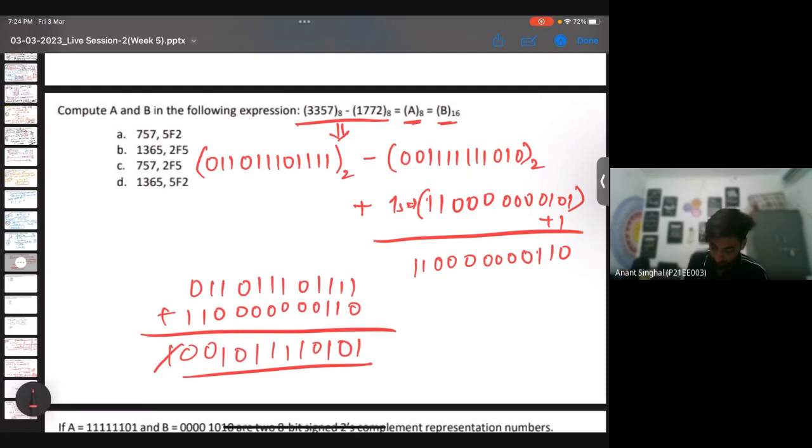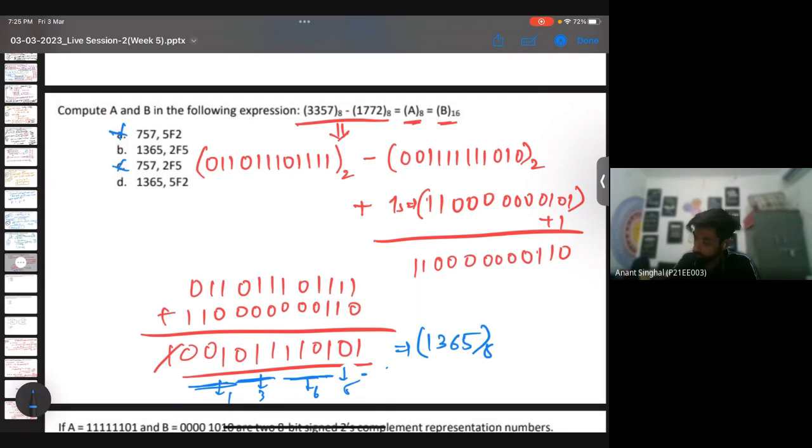Let me use some different pens. So this is this, then this, then this, and then this. So this will be 5, then 110 will be 6, then 011 will be 3, and then this will be 1. So it is nothing but 1365 to the base 8. So we have discarded these two options. So options will be from 1365.